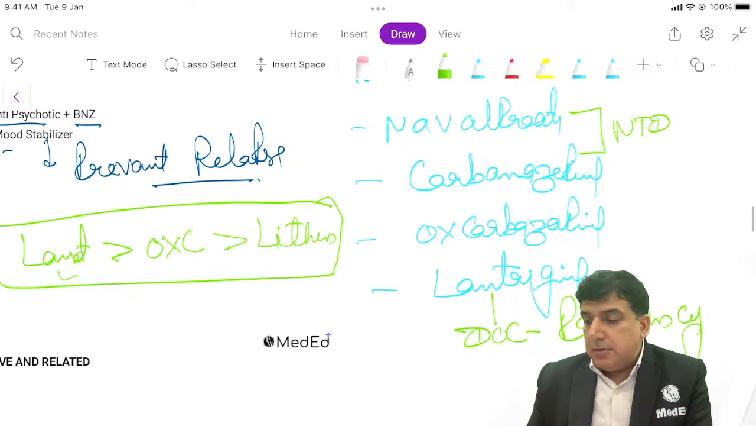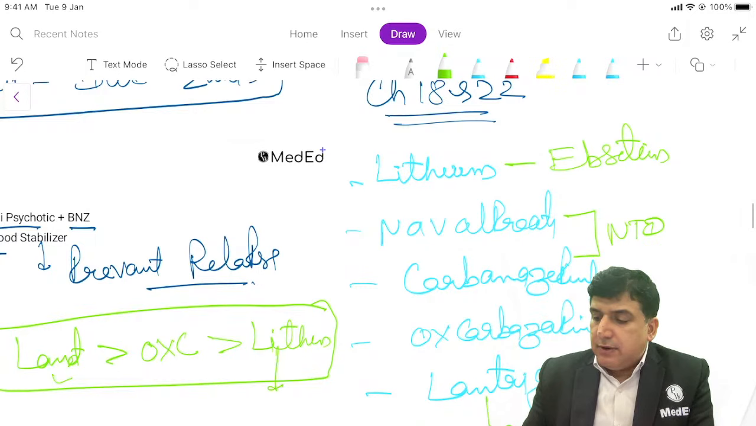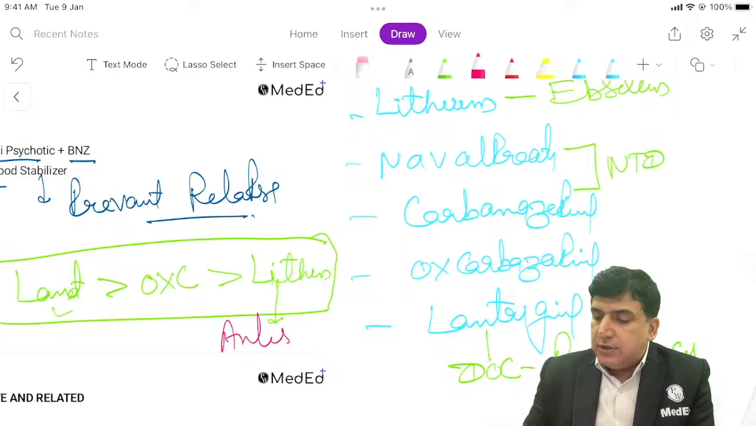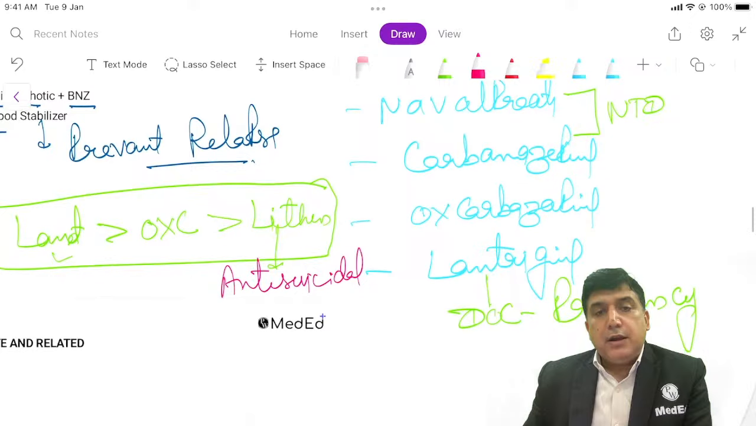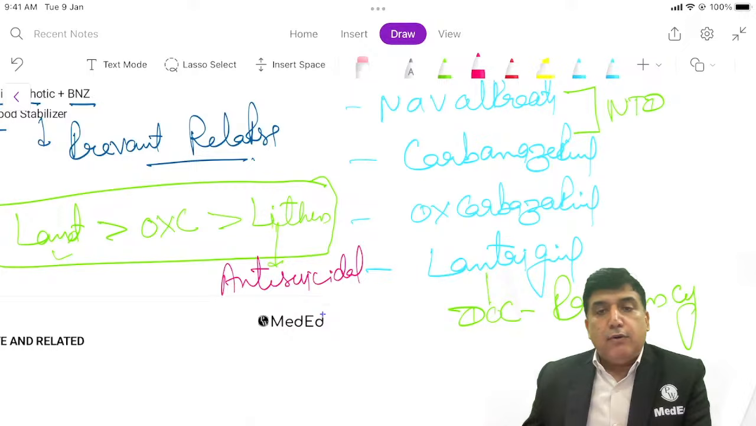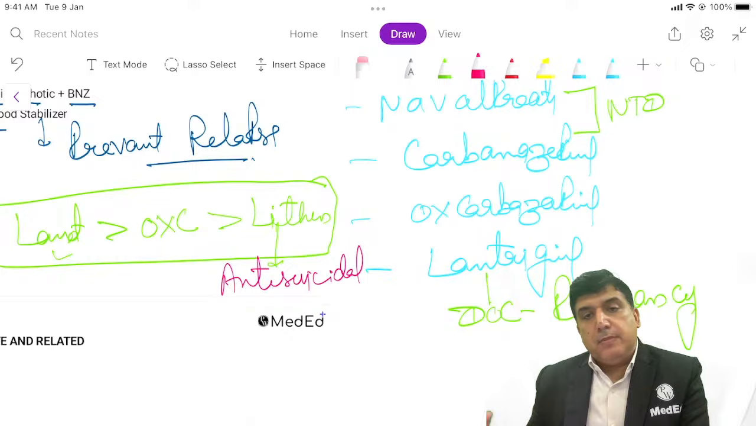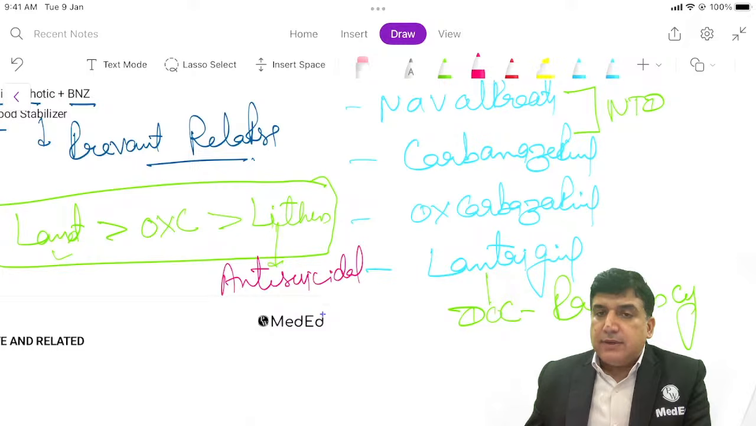Lithium is a very important drug; they are asking again and again. If they ask for the anti-suicidal mood stabilizer, your answer will be lithium. We have discussed many times that lithium has a narrow therapeutic index, so you have to check the level of lithium. When? 4 to 5 days after starting lithium, and 12 hours after the last dose. That you have to remember. Lithium is a very important drug, so you have to read it.